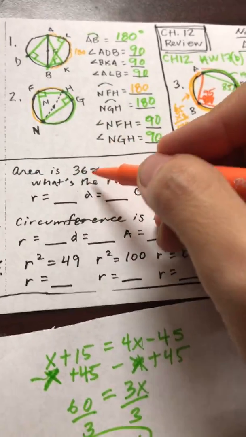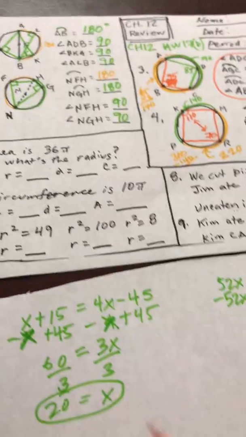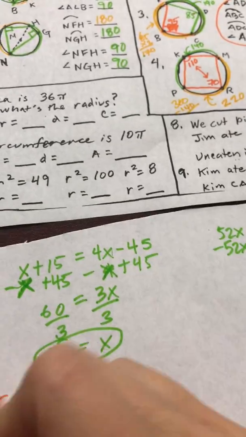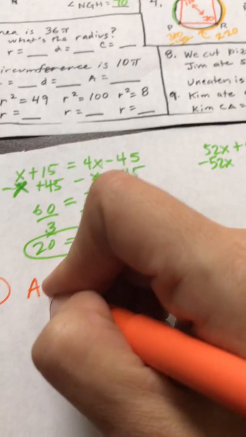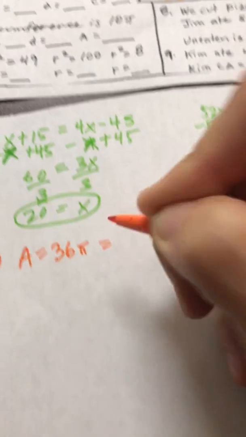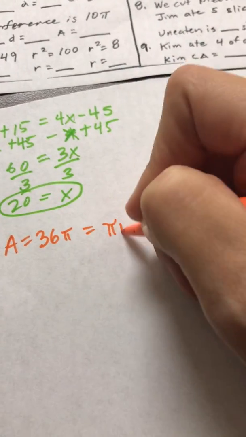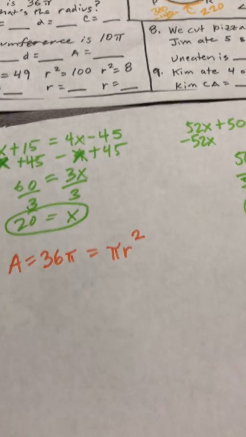Now let's take a look. We did a bunch of these in homework 13, so let's just do a couple now. So on the back of one of my sheets, I'm just going to write this out. Area is equal to 36 pi. Well, the formula we need to have memorized is area is equal to pi r squared.